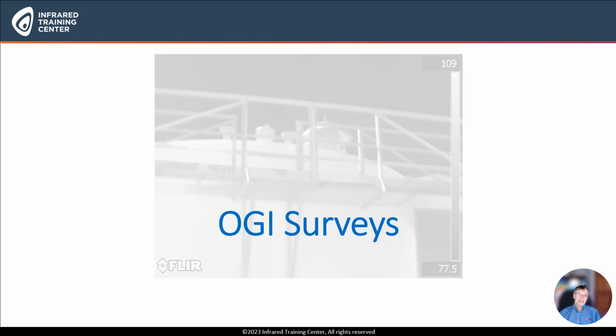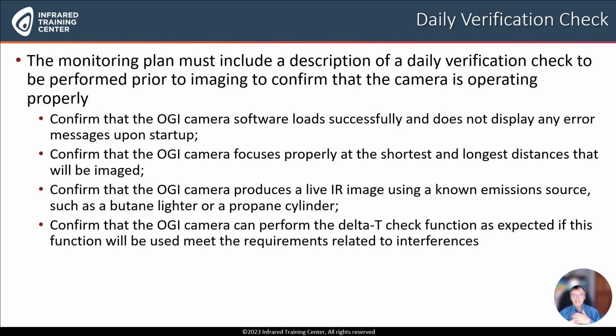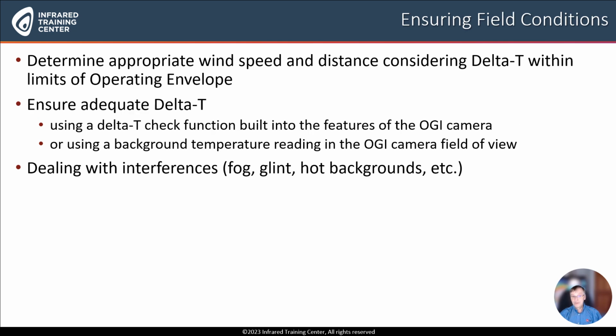Now, the OGI surveys, how do we conduct those? The monitoring plan must include a description of a daily verification check to perform prior to imaging to confirm the camera is operating properly. So here, this is going to be in your procedures: confirm that the camera software loads successfully, confirm that the camera focuses properly, confirm that the camera produces a live infrared image, and confirm that the camera can perform the delta T check function as expected, if this function will be used to meet the requirements. Now, some cameras have a delta T function built into them and others don't. So this applies to those particular cameras.